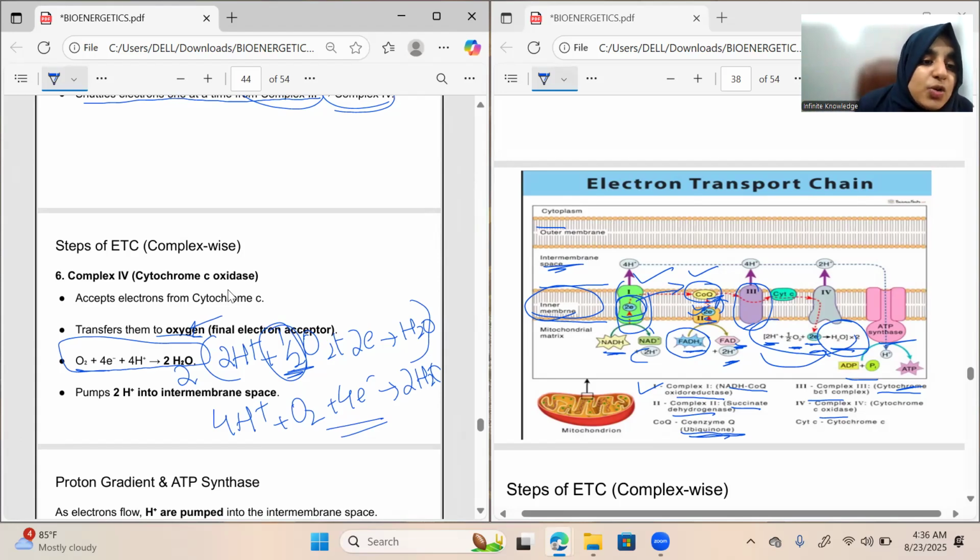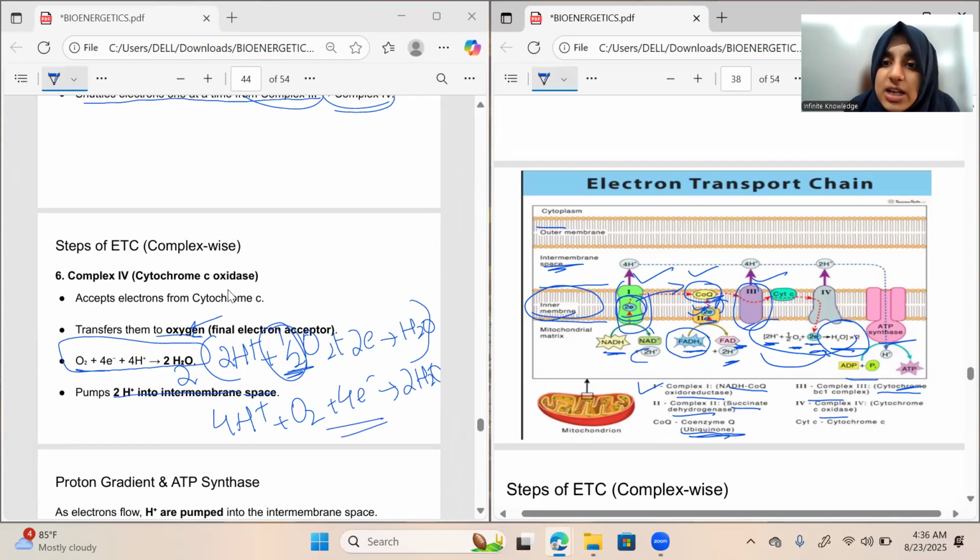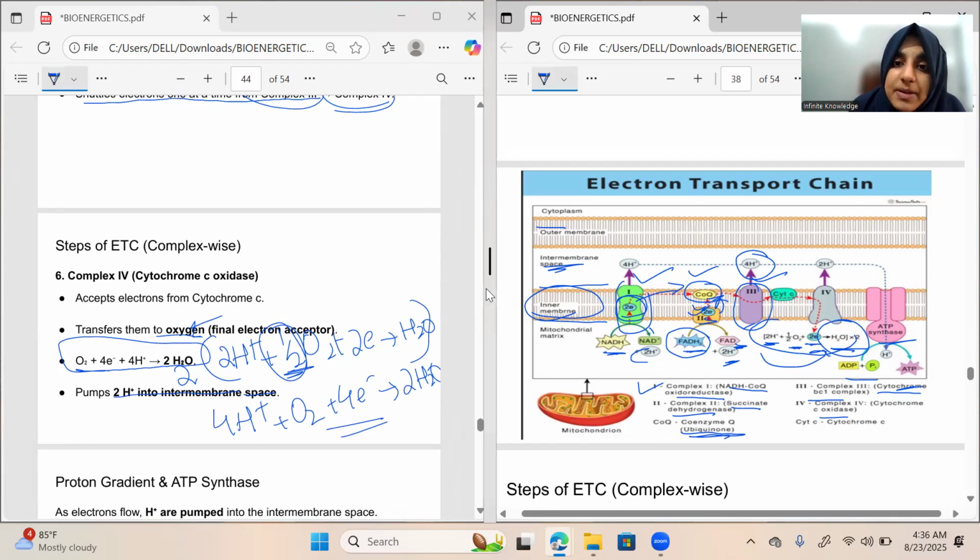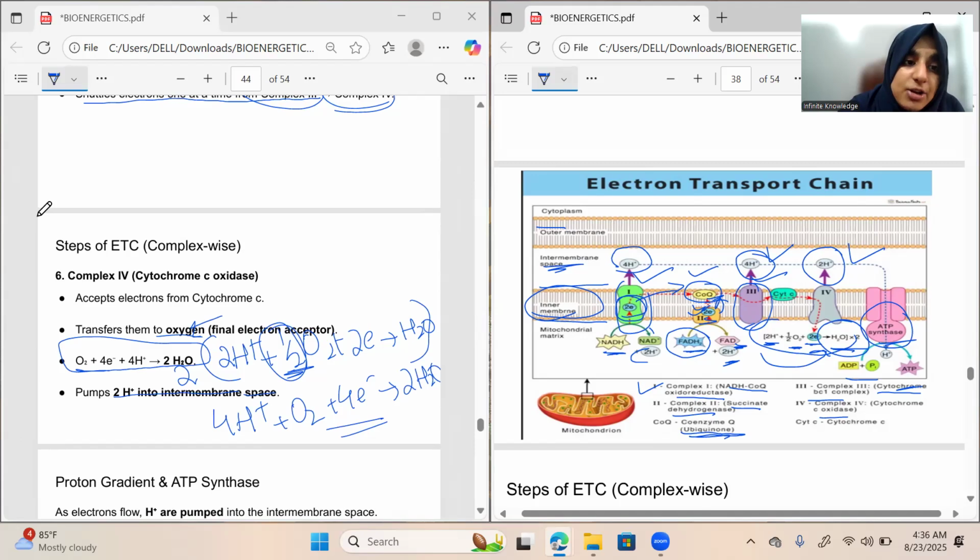Okay, so now 2 hydrogen are being pumped into the intermembrane space. Complex 3 was pumping how many hydrogen? It pumped 4 hydrogen. You need to remember the amount of hydrogen which are pumped. Complex 1 is pumping 4 hydrogen. Complex 2 is not pumping any hydrogen. It is just transferring electrons. Complex 3 is again pumping 4 hydrogen. Complex 4 is pumping 2 hydrogen. And ATP synthase is not pumping any hydrogens.